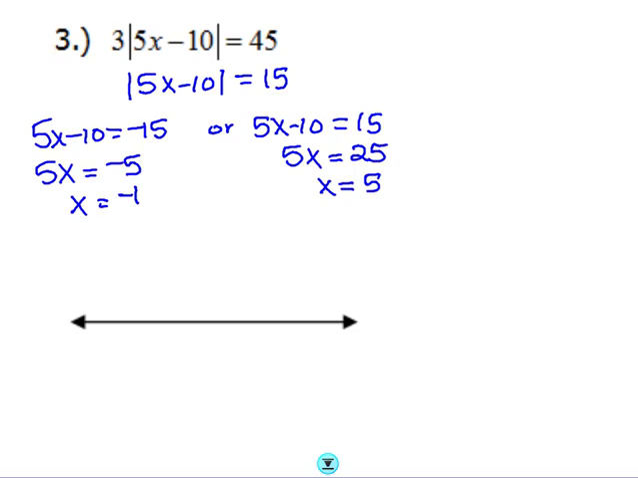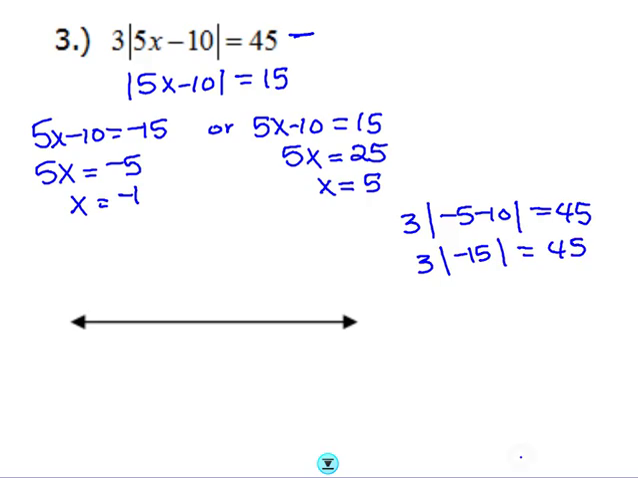Alright, let's check both. Now make sure you go back to the original equation, this one, to check your answers. So let's put in negative 1 first. 3 times the absolute value of 5 times negative 1 is negative 5, minus 10, and I want that to equal 45. So negative 5 minus 10 is negative 15. Absolute value of negative 15 is positive 15. Well, 3 times 15 is 45. That's a true statement. So I'm going to graph negative 1.